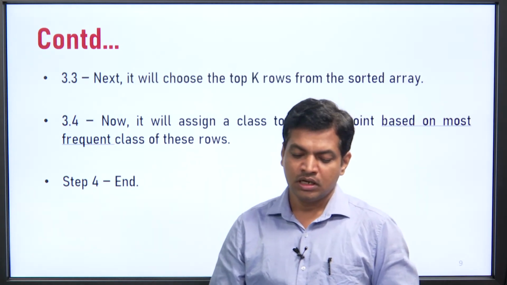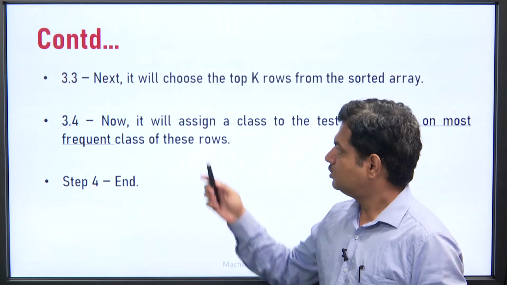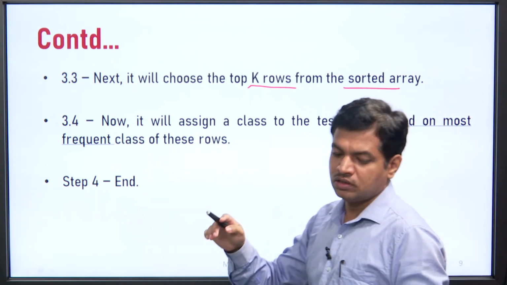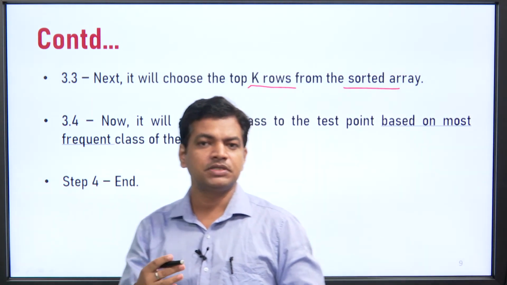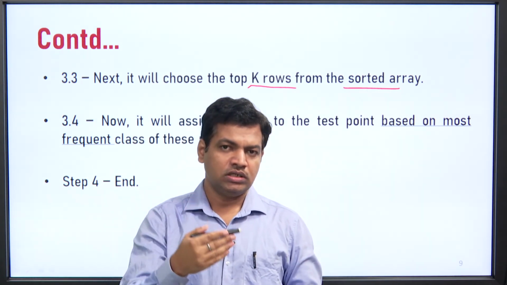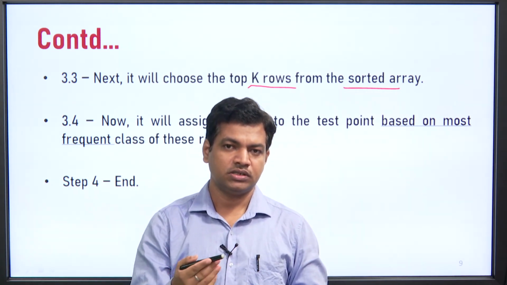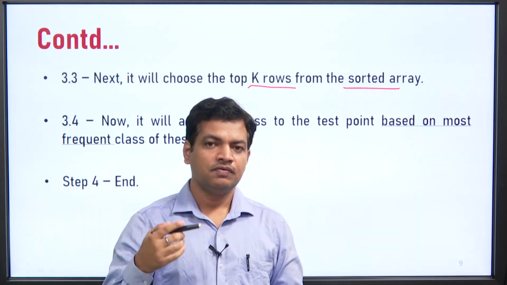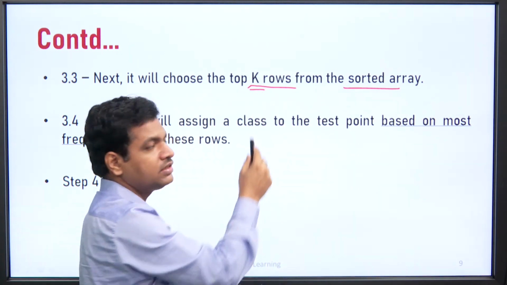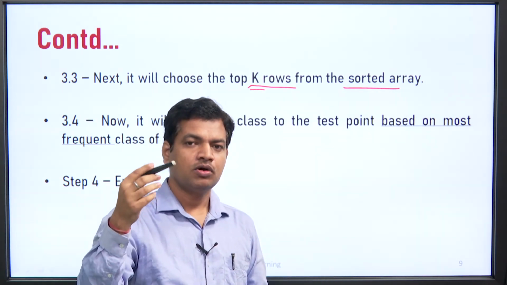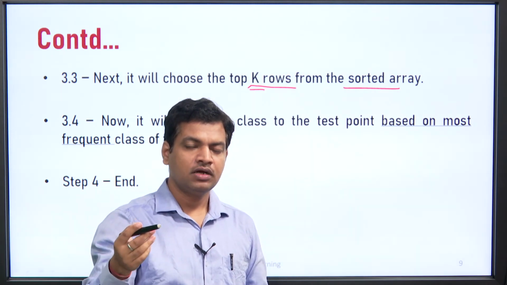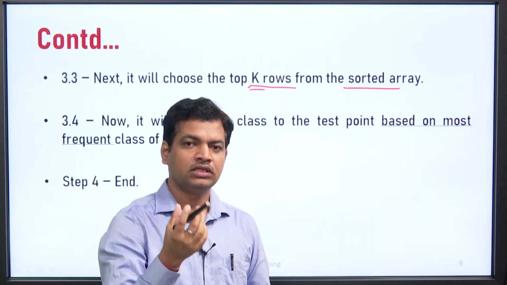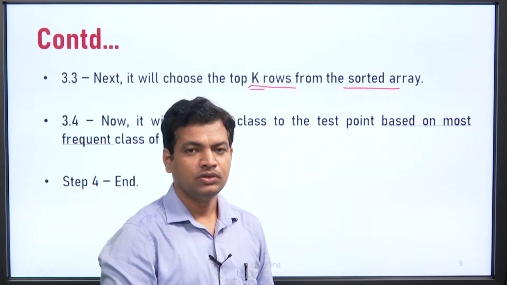The next step is to choose the top k rows from the sorted array. Once we have found the distance, the next step is to arrange those Euclidean distances in ascending order, that is smallest to biggest. Based on the value of k, we will select that many rows, and among those rows we will see which class has the majority. Based on that, the majority class will be assigned to the new entrant.